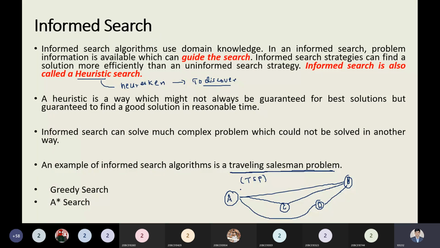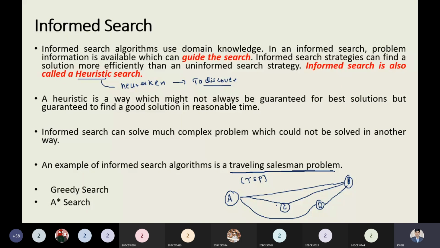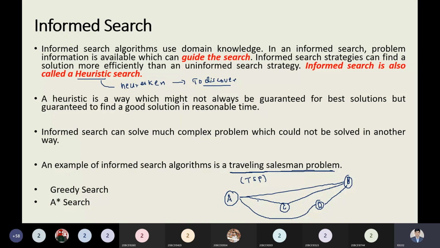So if I'm choosing this point, A to C, I can go, or I can go A to B directly, no issue. But I need to cover all the distance, and C and D I can connect like this. So with the help of the weight, which can also be known as the distance, I can solve my problem. And this is the famous problem we definitely have.